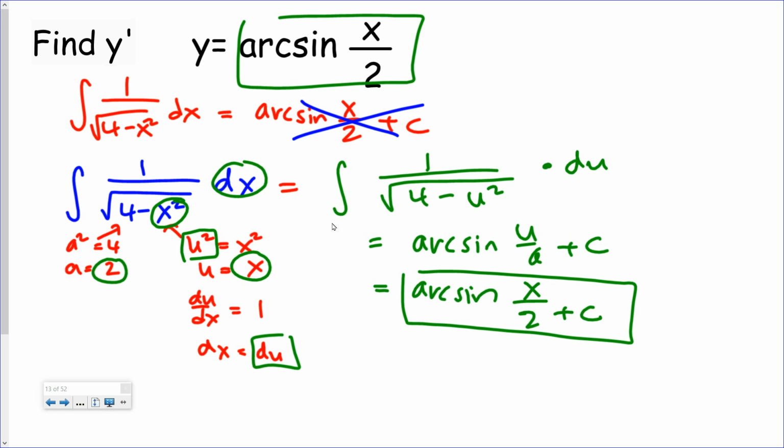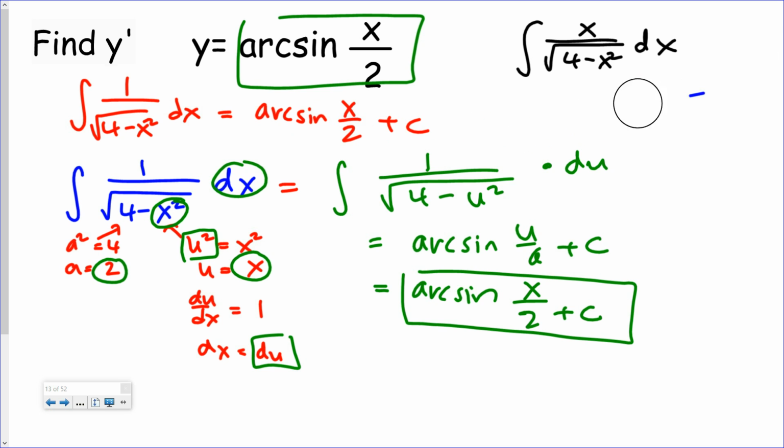All right, so I'm going to change this a little bit. I'm going to take this same problem, the same integral of 1 over the square root of 4 minus x squared, and I'm going to call it x over the square root of 4 minus x squared dx. So same problem. You guys see it's the same problem? But I'm going to put an x up here.